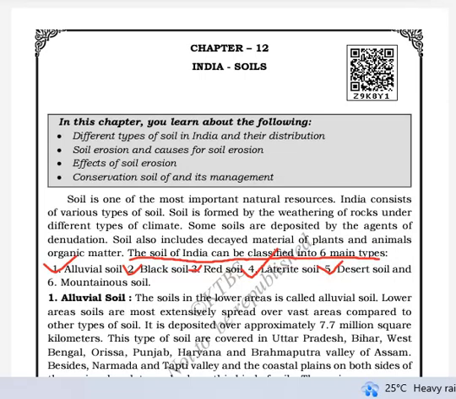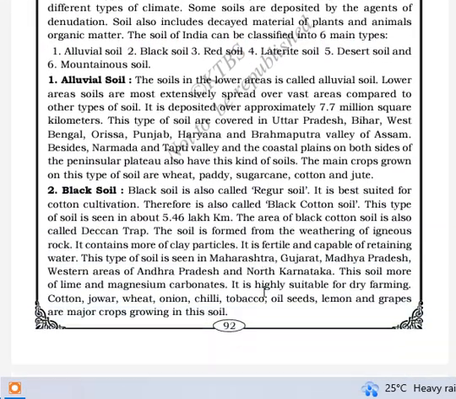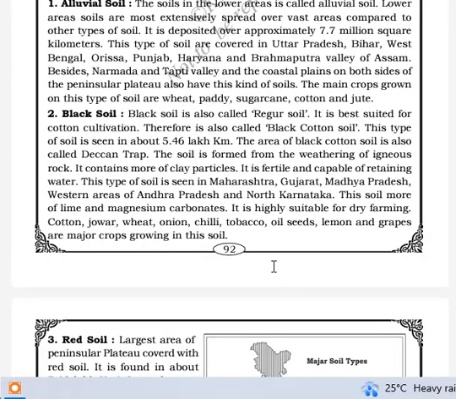The desert soil is present in which areas? In desert areas like Rajasthan and Gujarat. And the sixth soil is called mountainous soil. So we have six types of soil. What are the six types? Let's repeat them again: alluvial soil, black soil, red soil, laterite soil, desert soil, and mountainous soil. I hope you have all learned the six types of soils. Now let's read one by one about all six types of soil.